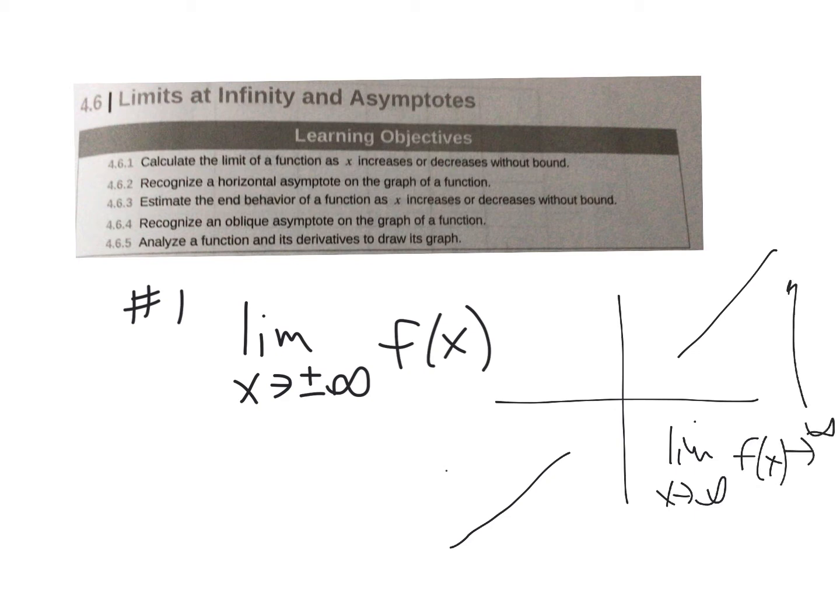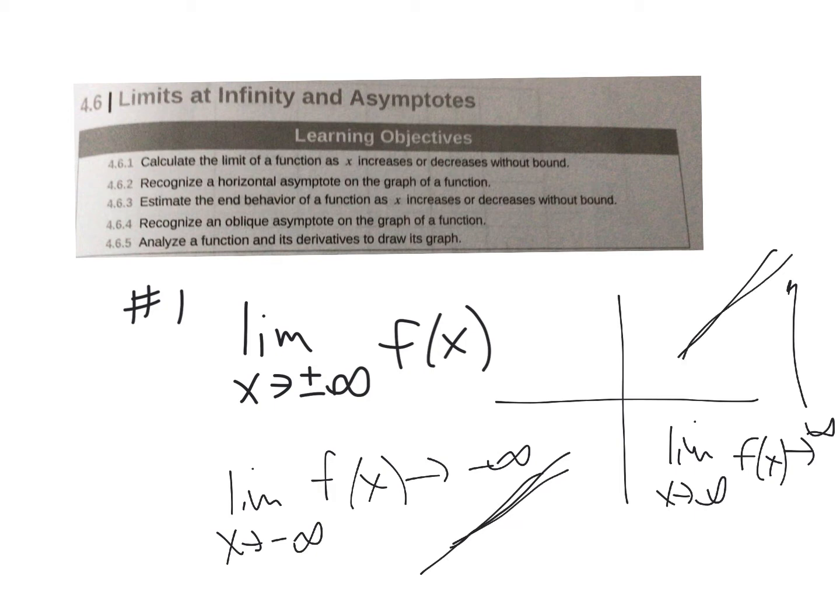It's heading up, and conversely, for this one, the limit as x approaches negative infinity of the function would go to negative infinity, and a linear function does this. There are also rational functions that have oblique asymptotes, which is when the function heads off along a slanted line. It doesn't have to be like this; it can have a negative slope too. We'll look at how to find that and figure that out.